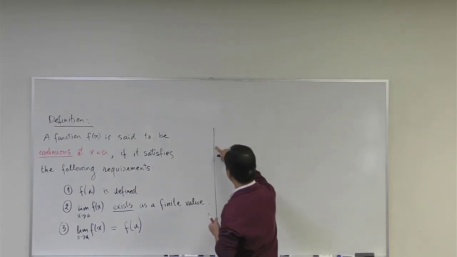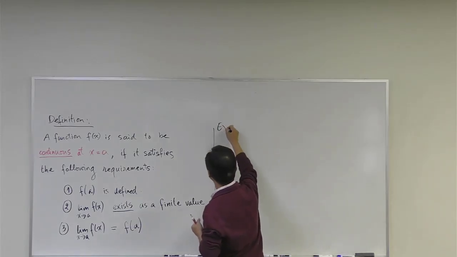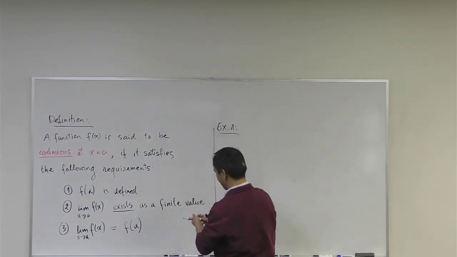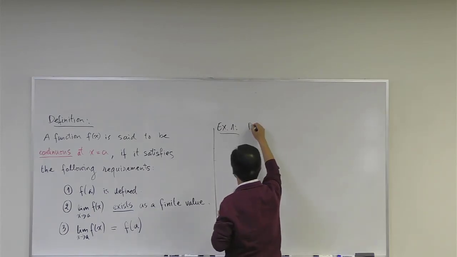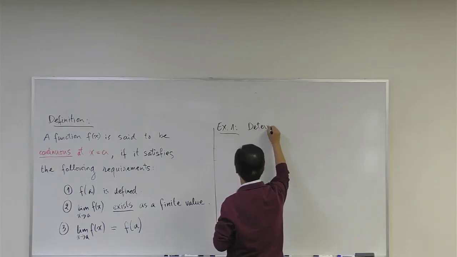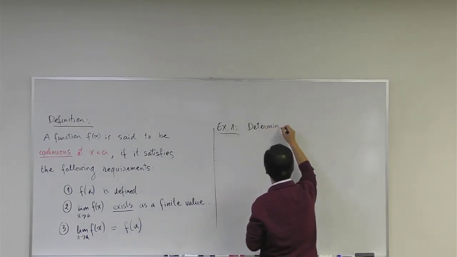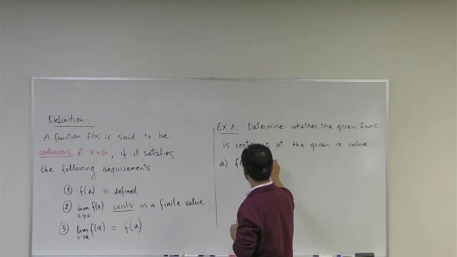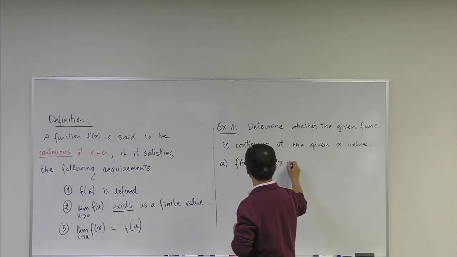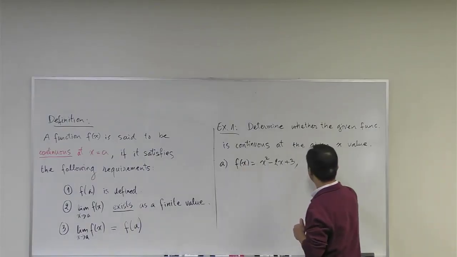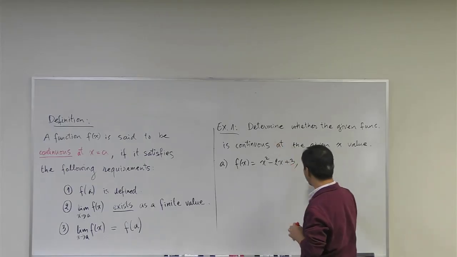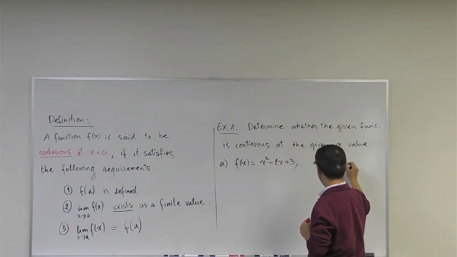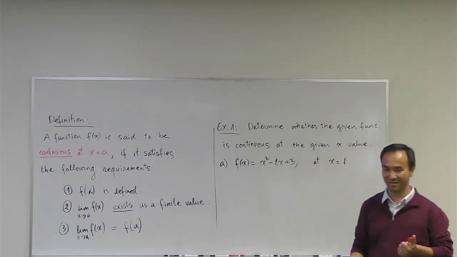So let me bring in the first example right here. A very common example. We want to determine x squared minus 2x plus 3. The given value right here. We want to determine continuity at the point x equals 1.